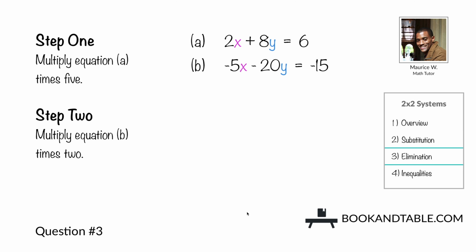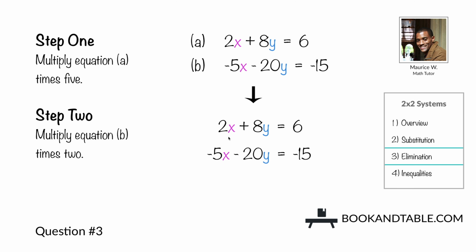And now let's have a look at question number 3. We were given 2x plus 8y is equal to 6 for equation A. And equation B, we were given negative 5x minus 20y is equal to negative 15. So since the y terms do not instantly cancel each other out, what we'll do is we'll eliminate our x's first and then solve for y.